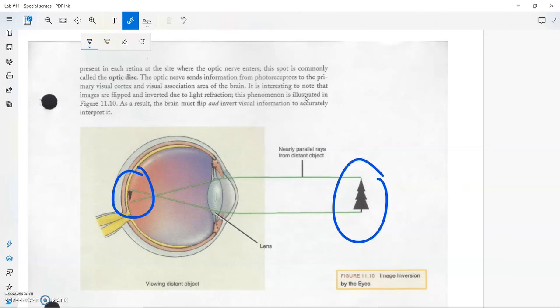Another interesting thing is that sensory information that is collected by the retina is channeled to the brain by the optic nerve. So this part right here where optic nerve enters retina is called a blind spot or optic disc. That's the place where there are no photoreceptors. But our brain is able to, first of all, flip them back from upside down to normal, from flipped left to right to normal. And our brain is also able to compensate for no photoreceptors on the optic disc.